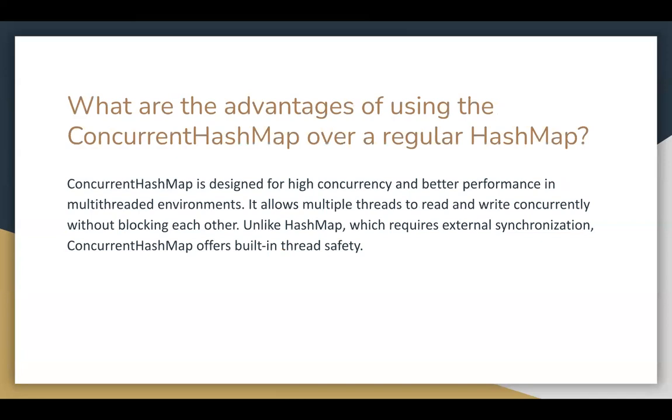What are the advantages of using ConcurrentHashMap over a regular HashMap? As all of us know, HashMap is not thread safe, so it cannot be used in a multi-threaded environment. ConcurrentHashMap is designed for high concurrency and better performance in multi-threaded environments. It allows multiple threads to read and write concurrently without blocking each other. Unlike HashMap, which requires external synchronization using something like Collections.synchronizedMap, ConcurrentHashMap offers built-in thread safety.